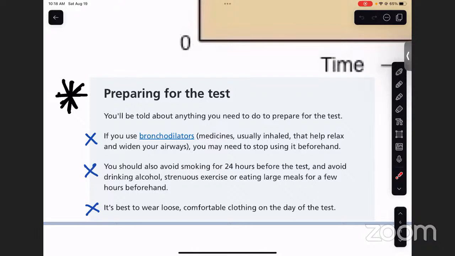Also, the method of spirometry, like the pulmonary function test, is that we need to breathe totally in and breathe totally out. So it is necessary to wear loose clothing on the day of the test. Okay, these are the preparations before a pulmonary function test. It's very important. It can be asked in MRCP exam questions. You can see it in the questions also.